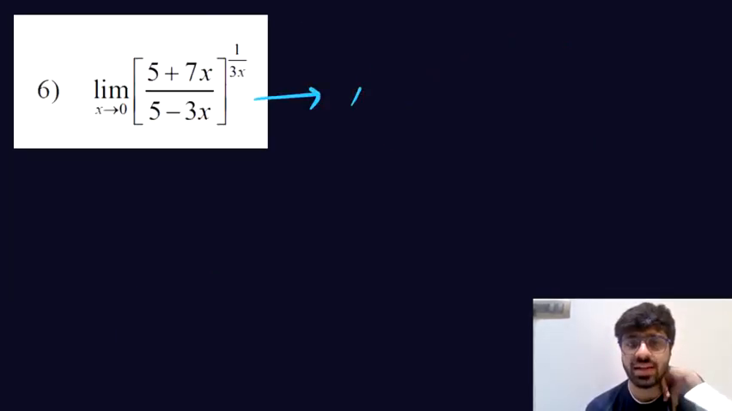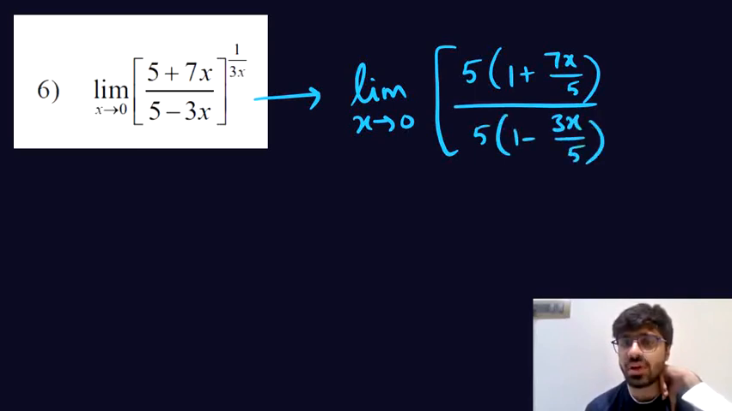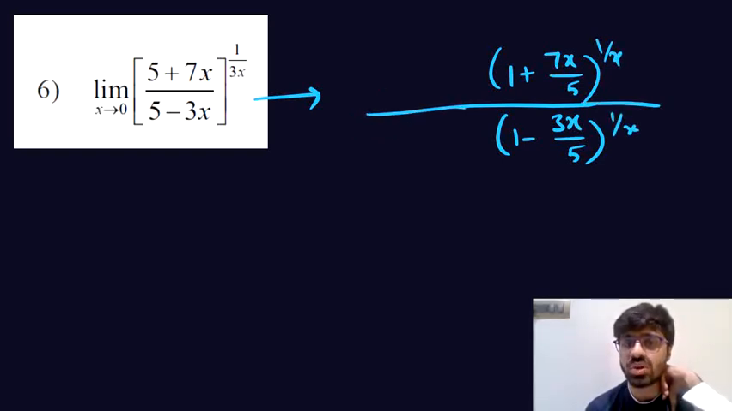Sixth one, exactly identical. Limit of x tends to 0. Pull out a 5 common from the two terms. So you have 5 times 1 plus 7x upon 5, divided by 5 times 1 minus 3x upon 5, the whole power 1 upon x. 5 gets cancelled here and here. And you can now separate the two powers also. So you have 1 upon x as the power here, 1 upon x as the power here. Split the limit. So we have limit of x tends to 0 here, and we have limit of x tends to 0.